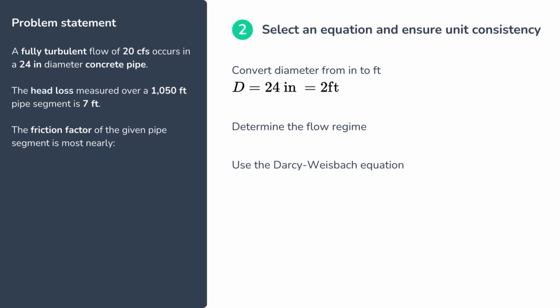This equation links the head loss to the friction factor. It's written as head loss equals friction factor times length over diameter times velocity squared over 2 times gravity.